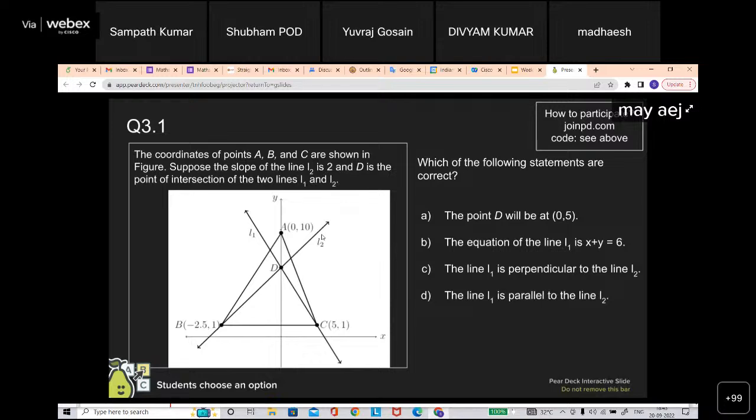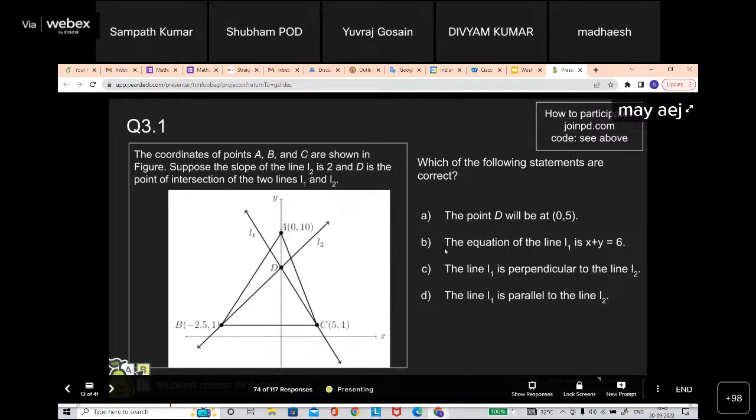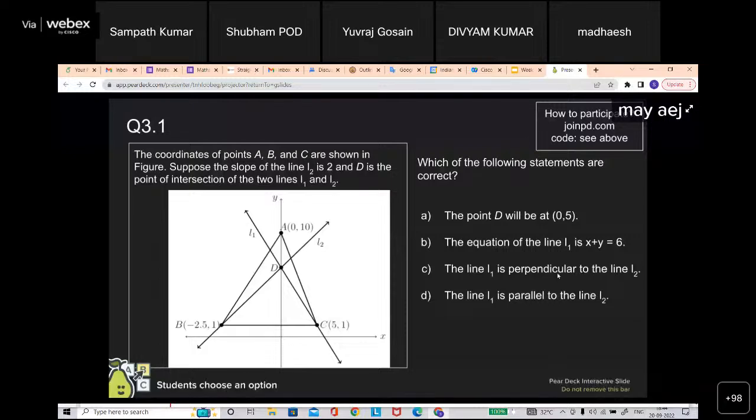Okay. So it looks like it is perpendicular, but without finding the equations of L1 and L2, it's difficult. By looking at the picture, it's difficult to answer whether L1 and L2 are perpendicular or not. So let's discuss the solution of this question.